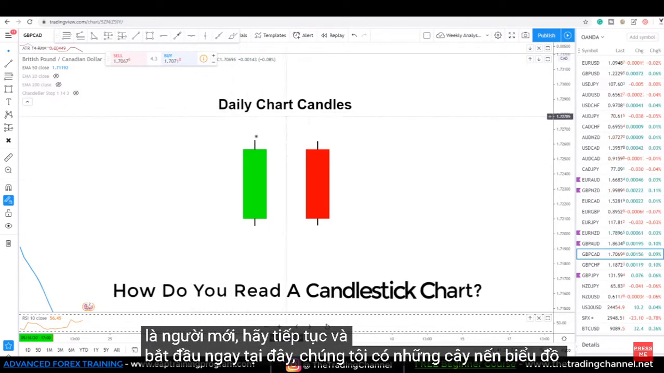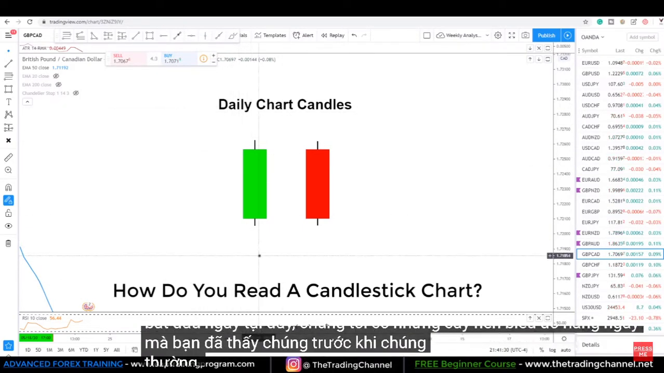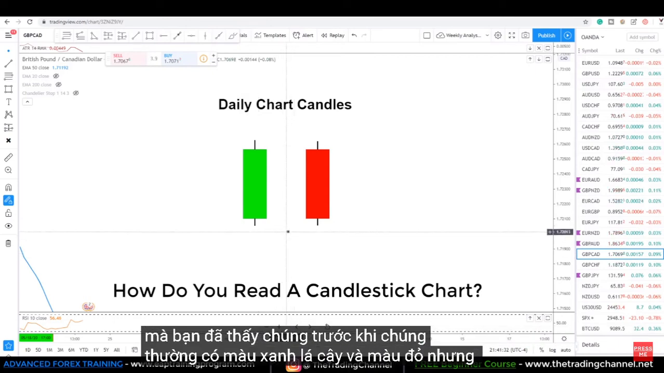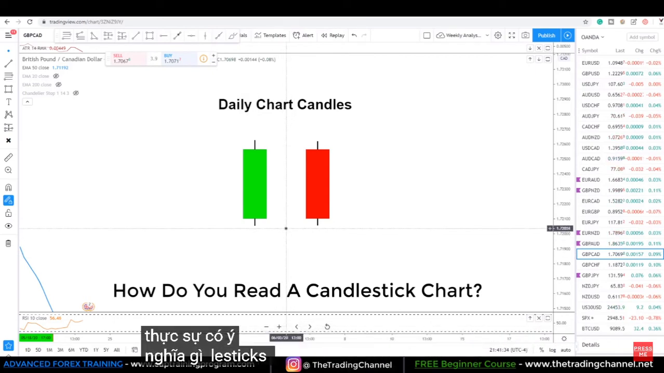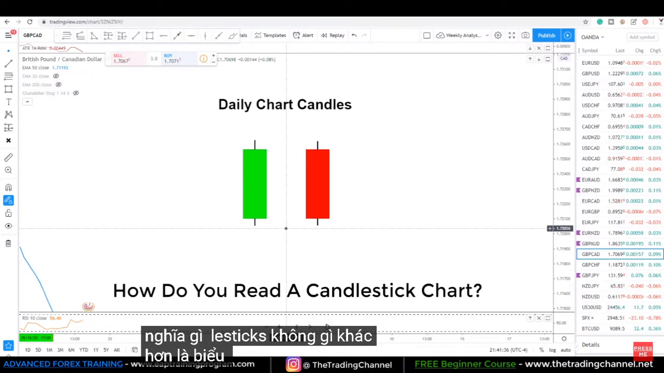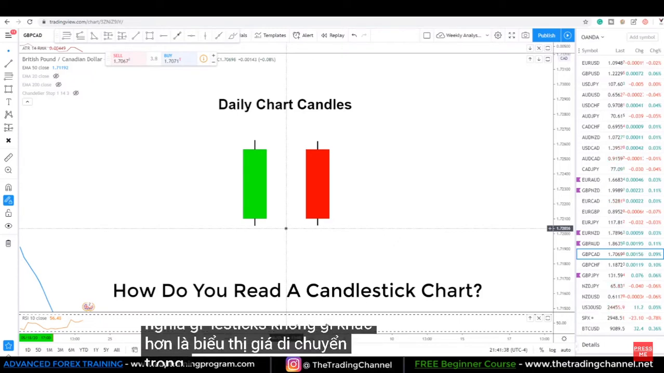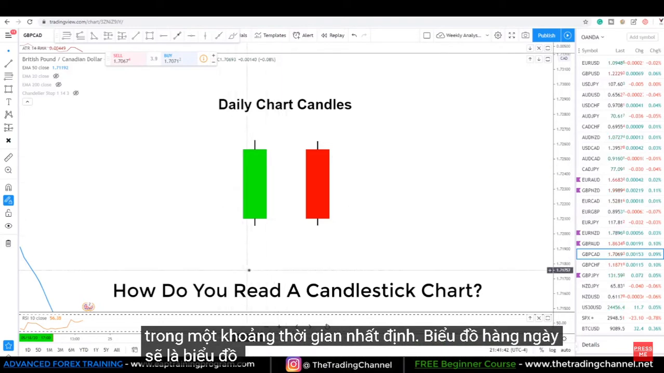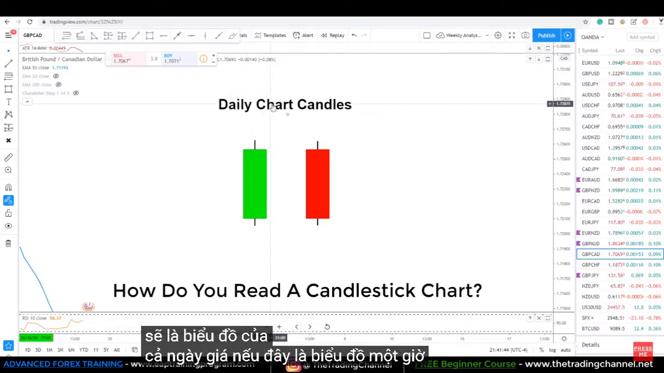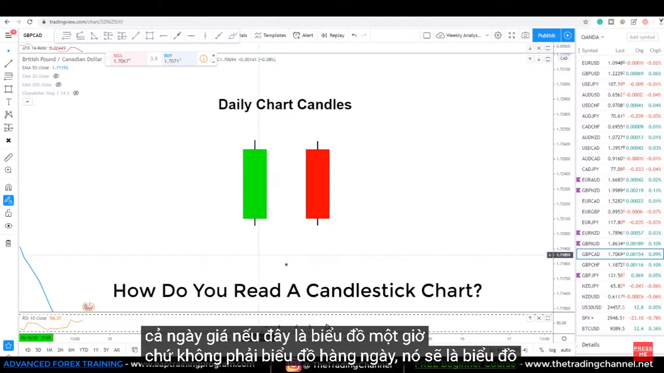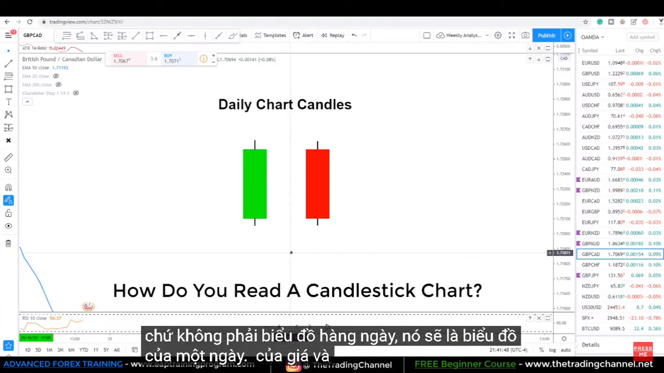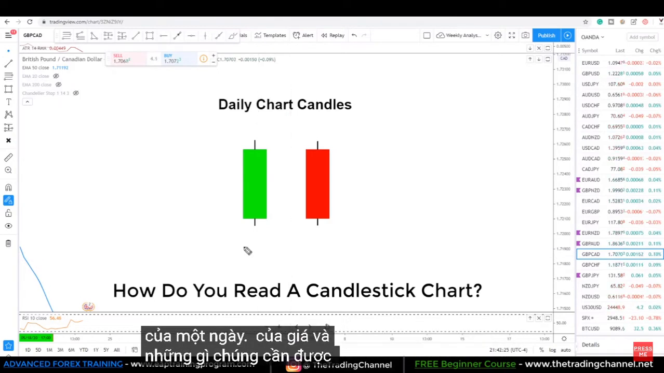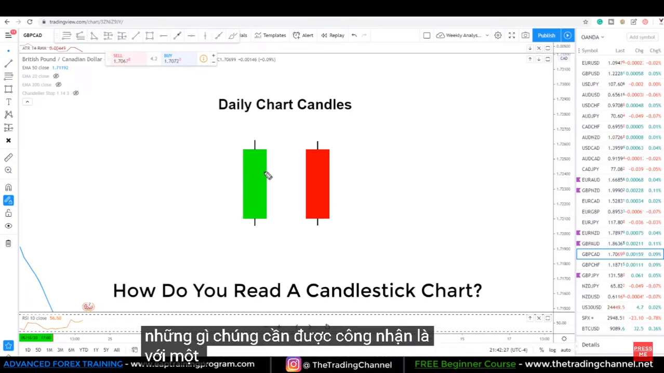Right here, we have daily chart candles. You've seen these before. They're normally green and red. But what do they actually mean? Well, these candlesticks are nothing more than a representation of price moving over a certain period of time. A daily chart would be a representation of a full day of price. If this was a 1 hour chart and not a daily chart, it would be a representation of 1 hour of price.